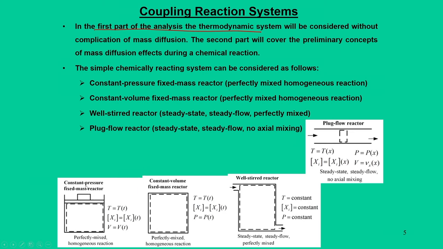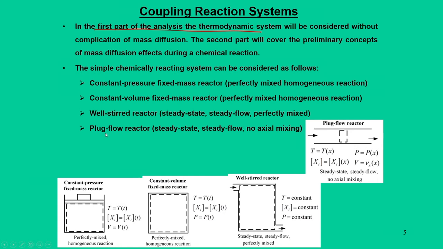When you deal with the constant pressure or constant volume reactor, we try to see how temperature and concentration change with time. In a constant pressure reactor we see how volume changes with time, and in a constant volume reactor we look at the same things, temperature and concentration changing with time, but at the same time we look into how pressure changes with time. But in a well-stirred reactor we assume that temperature is constant, concentration is constant, and pressure is also constant. It is a steady state, steady flow analysis, and perfectly mixed.